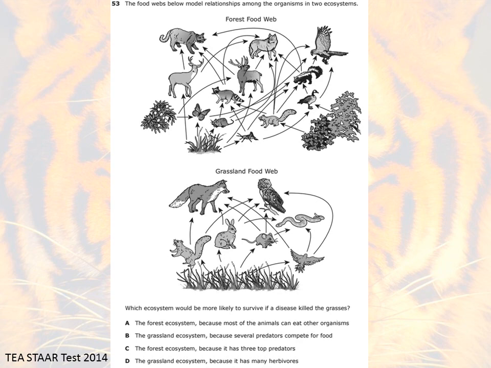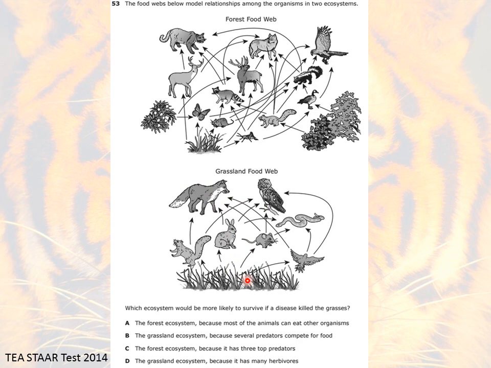Compare that to the grassland food web. If we get rid of the grass here, the squirrel's done. It's not going to take long before he starves. That was the only food he had. The rabbit is done. The mouse is done. This bird is done. And then over enough time, everybody else starts to run out of energy and food because they only had one original source of energy.